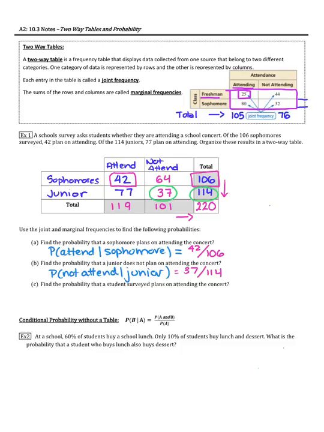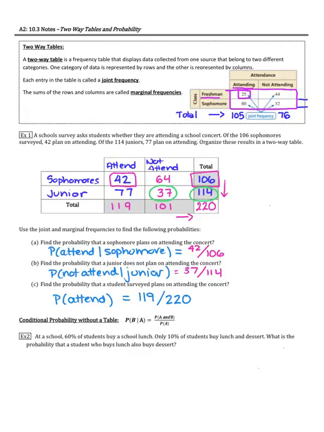And lastly, we have to find the probability that a student surveyed plans on attending the concert. There's not really a condition here. This is your typical probability of attending. So you're just looking at the total, your marginals actually: 119 plan on attending out of the total number of students that were surveyed.